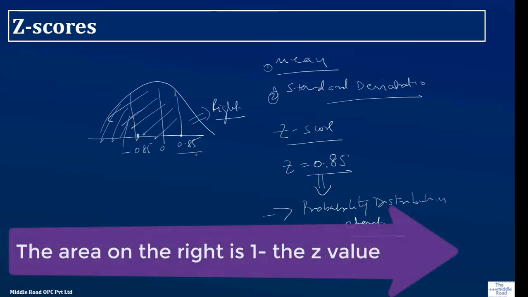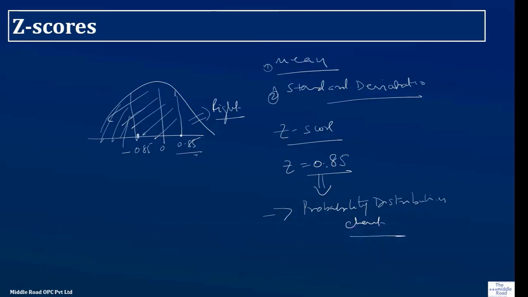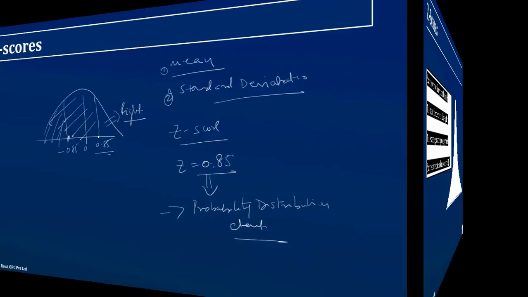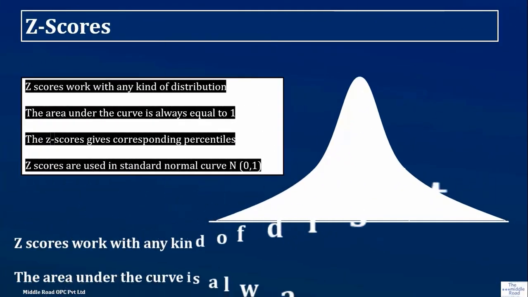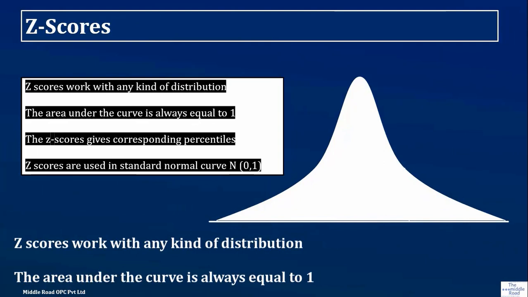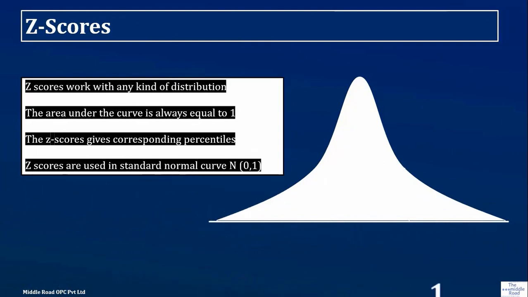We look at a series, and from that series we understand how to calculate the mean and how to calculate the standard deviation. The standard deviation you can directly calculate in an Excel sheet. This is very important: Z-scores work with any kind of distribution. The area under the curve is always equal to 1, which I talked about. Z-scores always give you a corresponding percentage.